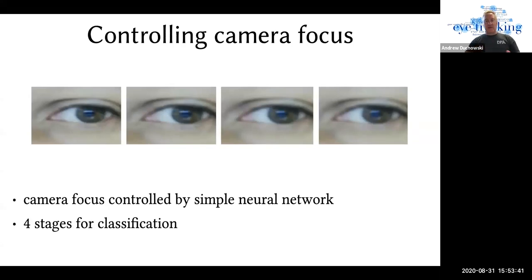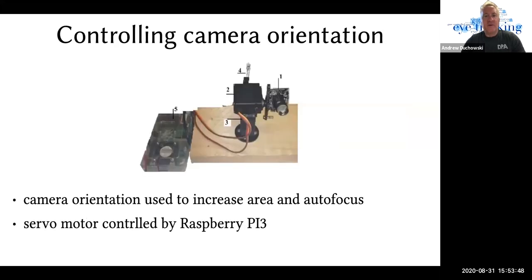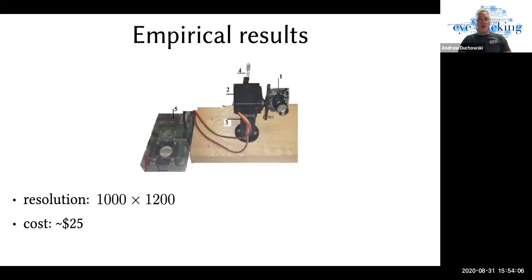All right, camera focus is controlled by a simple neural network, another one, and he's got 4 stages for classification. I'll refer you to the paper for further details, but he uses that to orient the camera using the pan, tilt, and autofocus features. And he's got a servo motor there controlled by a Raspberry Pi 3, which he says was fairly straightforward to put together. So, empirical results: resolution 1000 by 1200 at a cost of about $25, which is pretty good.